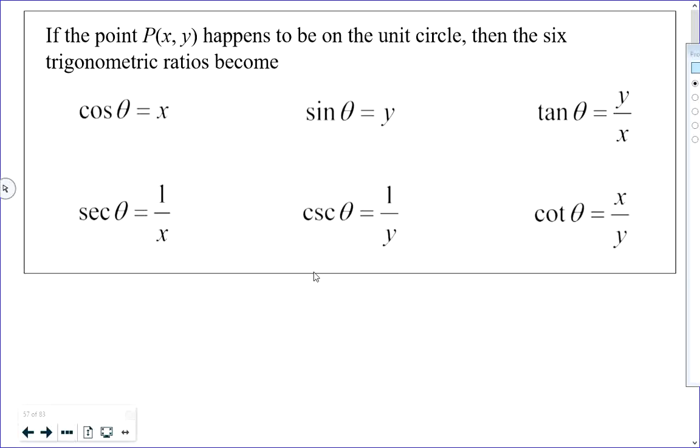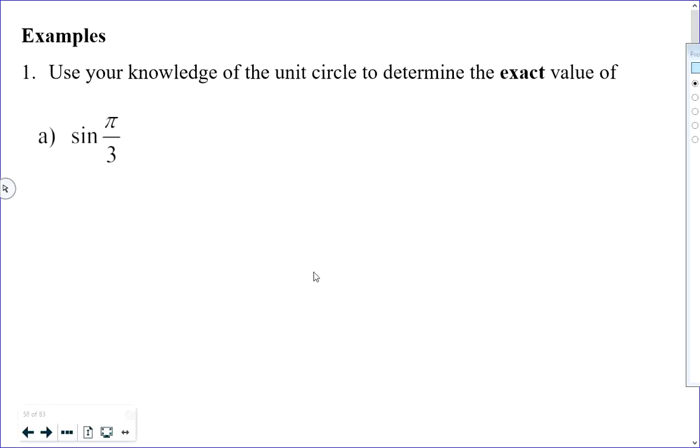So instead of saying cos is x over r, we just say it's x. But this is only true if it's on the unit circle. So example number 1. Use your knowledge of the unit circle to determine the exact value of these things.